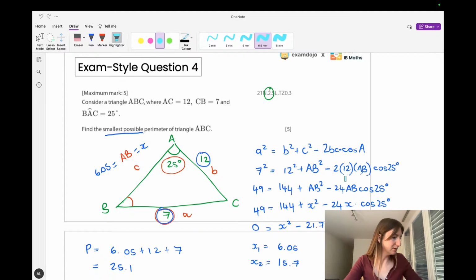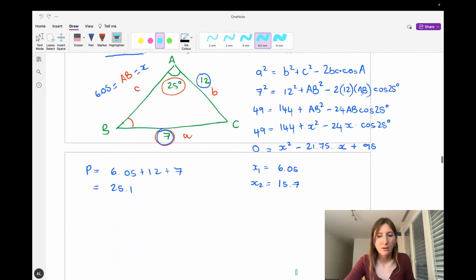I hope it's not stuck. My screen is showing that I'm still on the calculator. There we go.